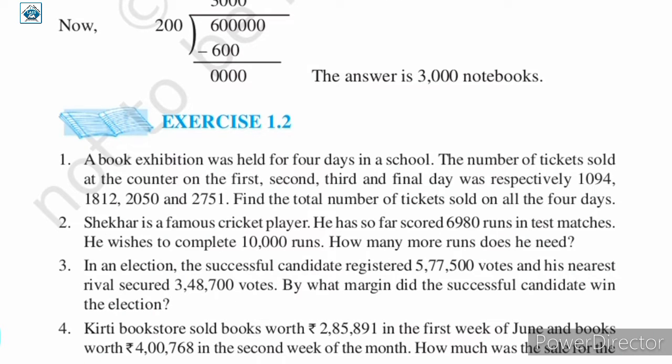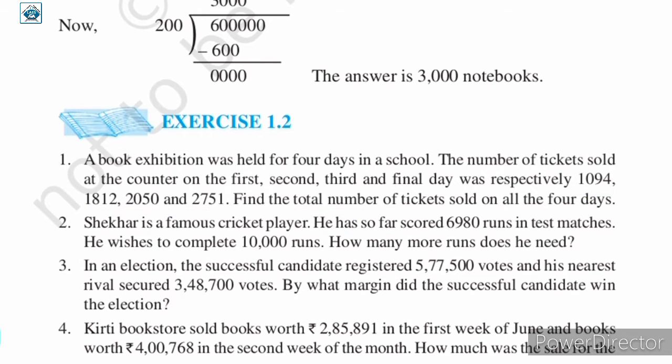Let us now begin exercise 1.2, question number 1. A book exhibition was held for 4 days in a school. The number of tickets sold at the counter on the first, second, third and final day was respectively 1094, 1812, 2050 and 2751. Find the total number of tickets sold on all the 4 days.